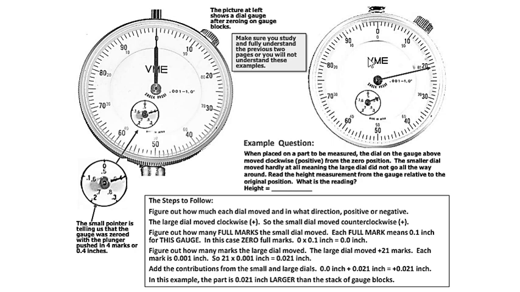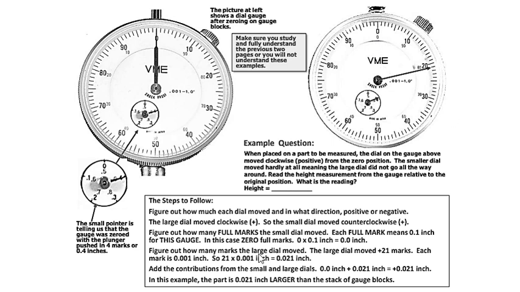I call it point, but they call it position. So anyway, the smaller dial is going to move hardly or at all, meaning the larger dial did not go all the way around. Then you're going to read the height measurement from the gauge relative to the origin position, and you have to know what the reading is. So you already know the gauge stack, and I have already told you the exact measurement of the gauge stack. Therefore, after you swap your object, you can either subtract or add, depending on where your pointer is going.